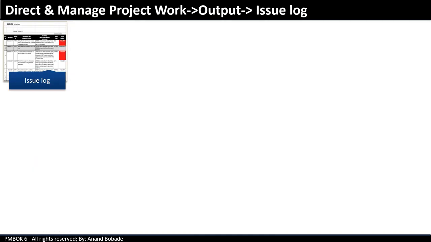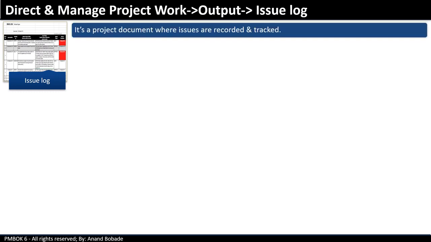Issue log. Issue log is very important outcome of this process. As you know, as a project manager, you spend a lot of time directing and managing project work with resources. And there are bound to have a lot of issues when work is in progress. And these issues need to be recorded, tracked, and resolved. What is issue log? It's a project document where issues are recorded and tracked.